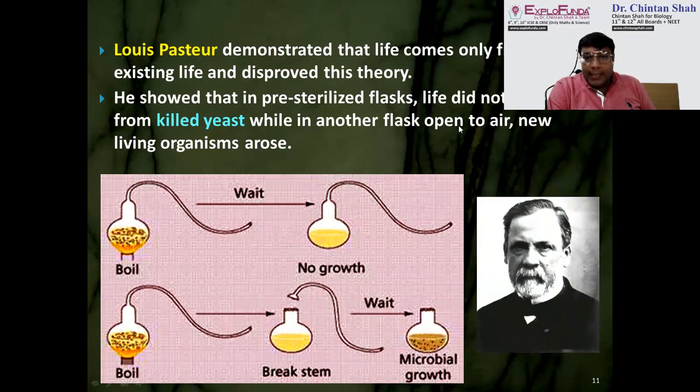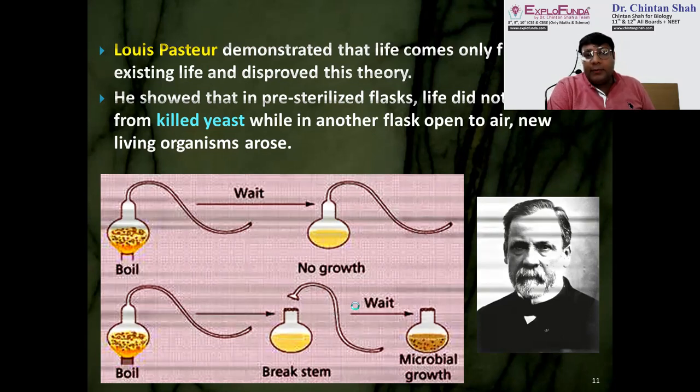While in another flask open to the air, here it was not open. So organisms cannot move in this way, that's what he's saying. But there was no growth over here, but there is a flask which is open in the air. Then you can see microbial growth had taken place. Its meaning is that new organisms are arising, but they are coming from the air.